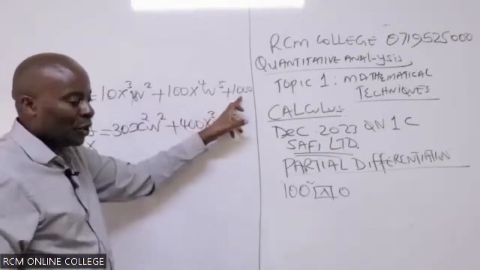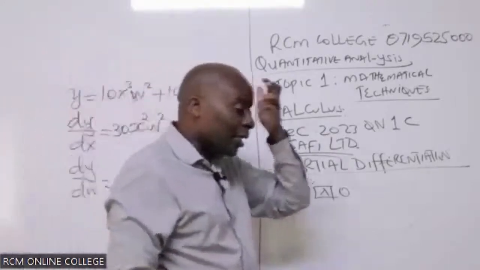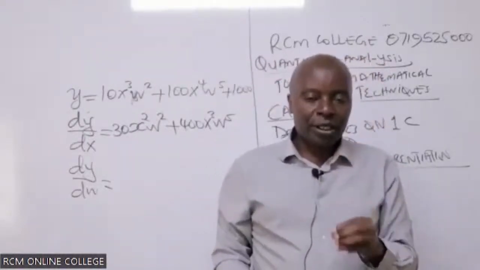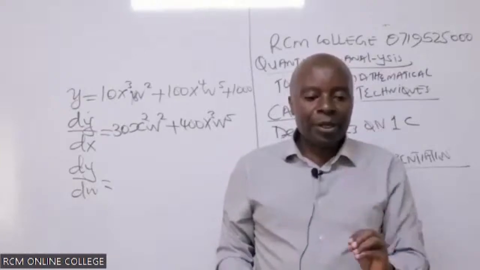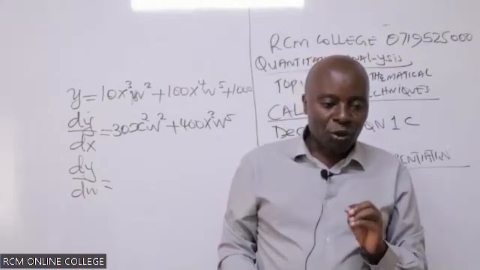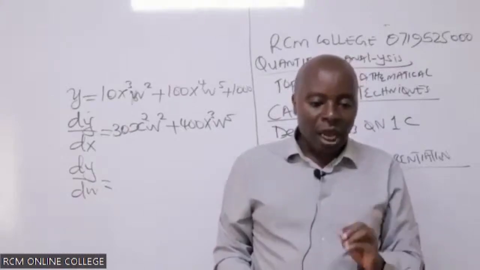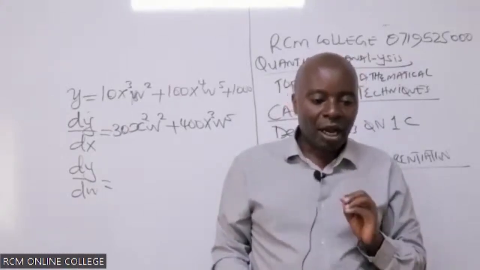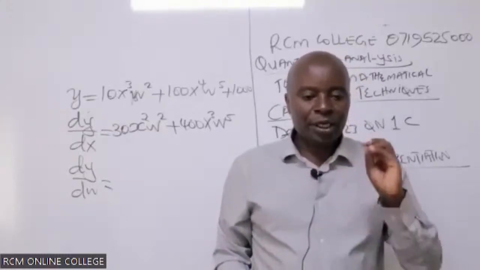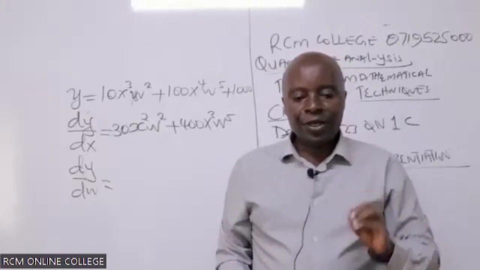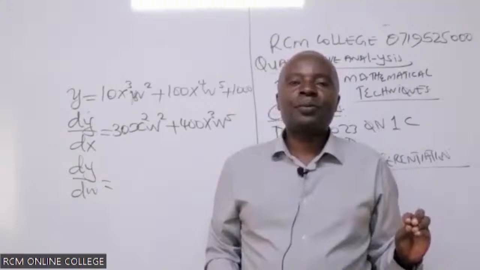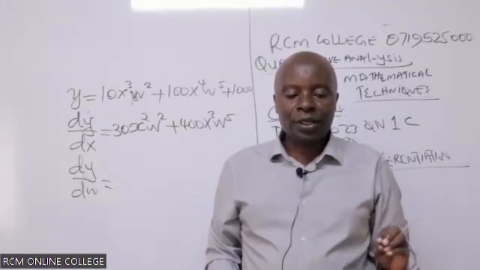But when I come here, ladies and gentlemen, that 1,000 is a constant. What happens to constants? Somebody talk to me. Constants shall always disappear upon differentiation. They shall always disappear. A derivative of a constant is 0.